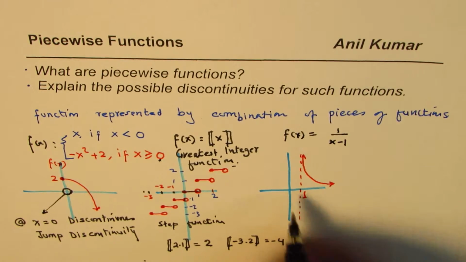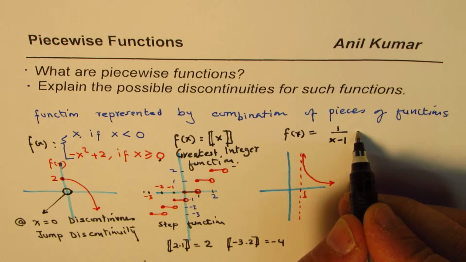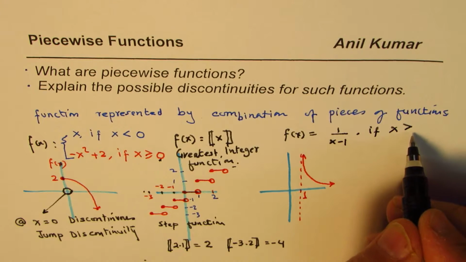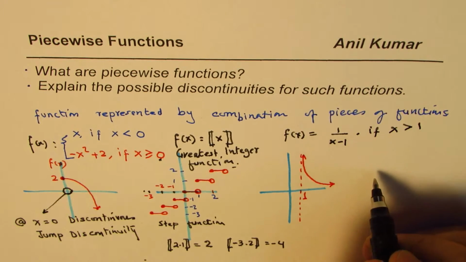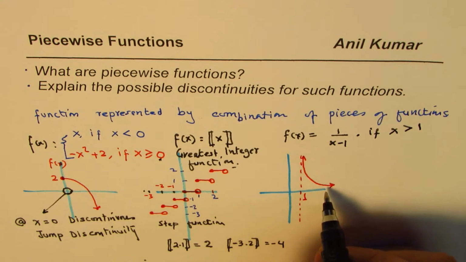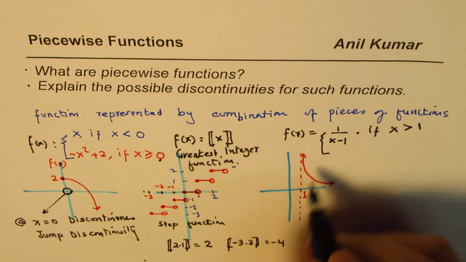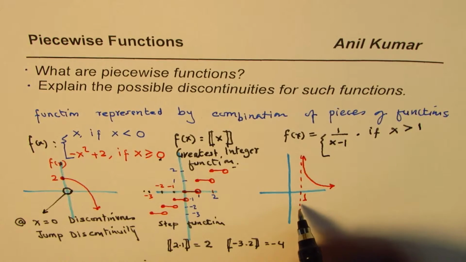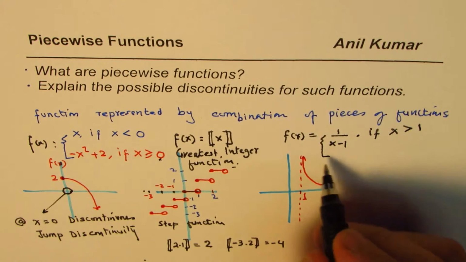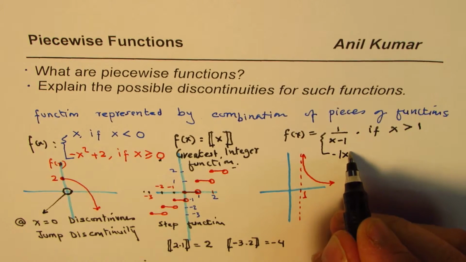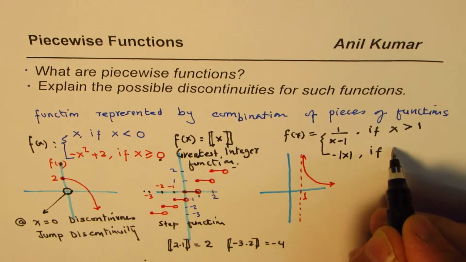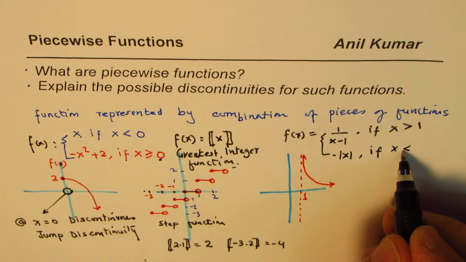So it is moved 1 unit, where if x is greater than 1, then it is the absolute x function. And let me define on the other side a different function. So let the other function on this side be minus absolute x. Minus absolute x if x is less than or equal to 1.